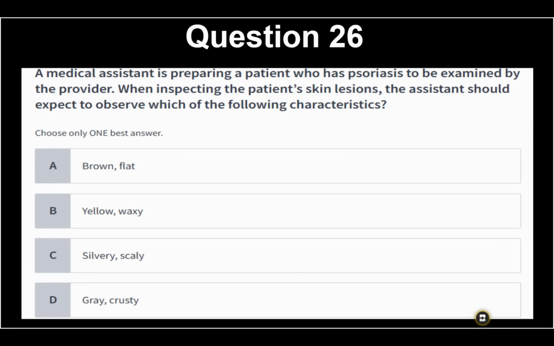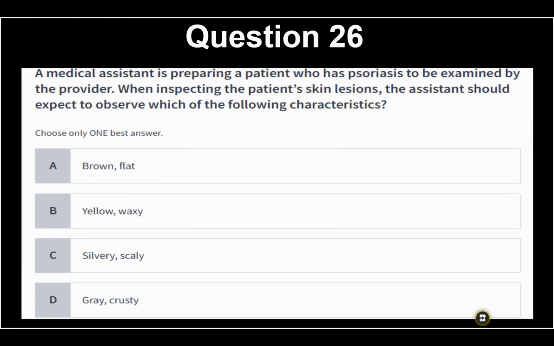If you said C, silvery and scaly, then you are correct. Psoriasis is a chronic skin condition that's characterized by silvery, scaly plaques that are typically found on the scalp, the elbows, and also the knees.